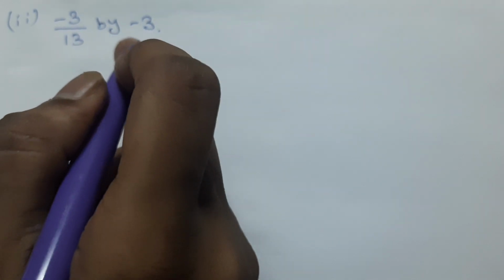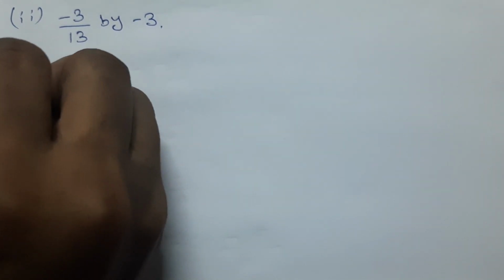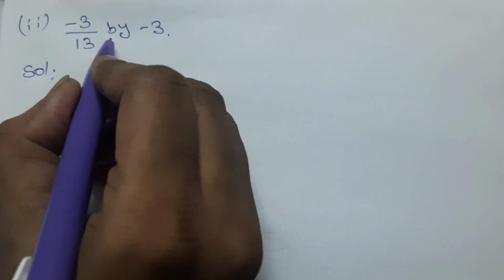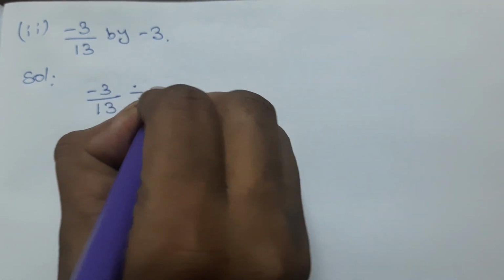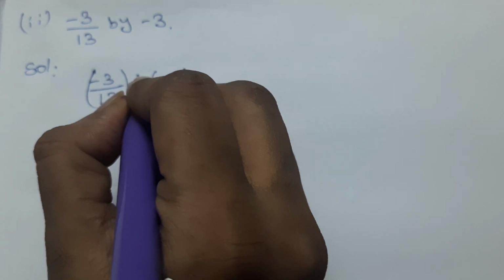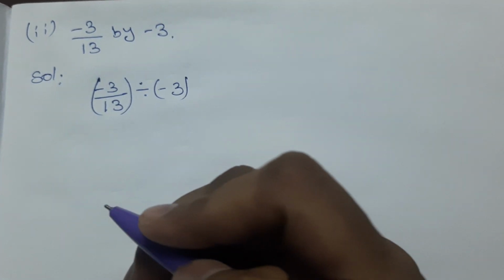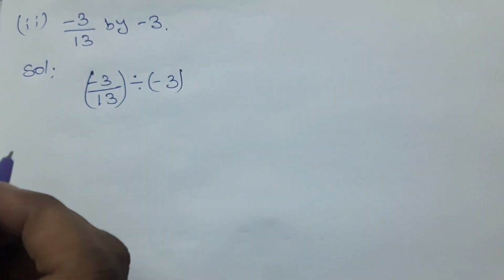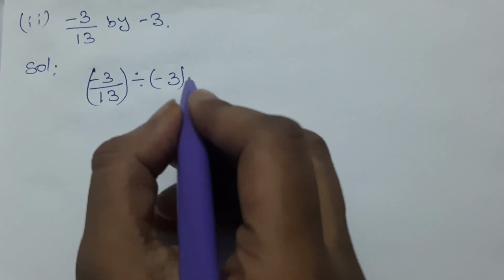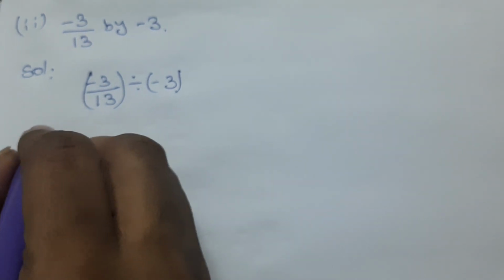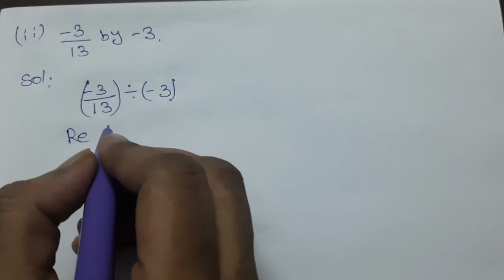Okay, next second problem. Minus 3 by 13 divided by minus 3. How can we write this one? Minus 3 by 13 divided by, that means what? Divided by minus 3. So what we have to do first? We have to change this division into multiplication. For converting to multiplication, what we have to take? We have to take a reciprocal for the denominator term. Here which is the denominator? Minus 3. So reciprocal for minus 3 we have to write, isn't it?